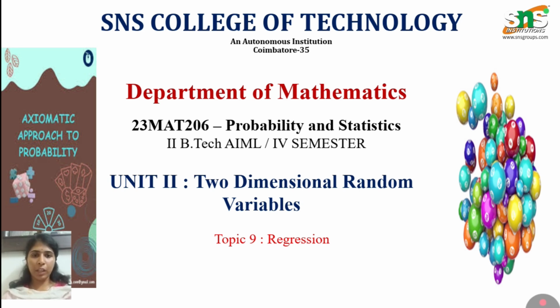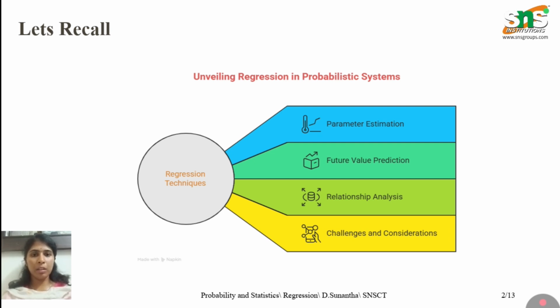As the continuation of the lecture series on the topic two-dimensional random variables, we are going to see regression in this lecture video. Regression is nothing but studying how an independent variable is affecting the dependent variable. For example, if we are considering two variables x and y, where x is an independent variable and y is a dependent variable, then regression models how the independent variable x influences the dependent variable y.